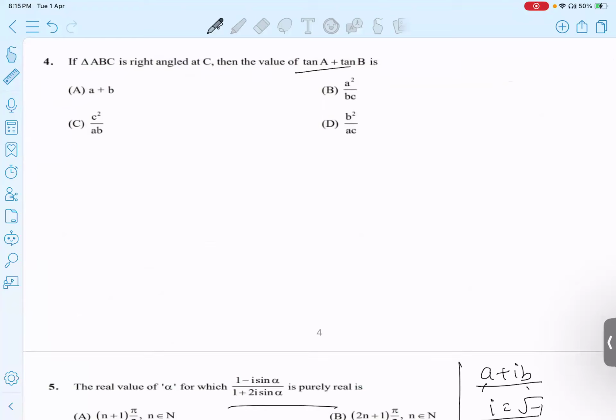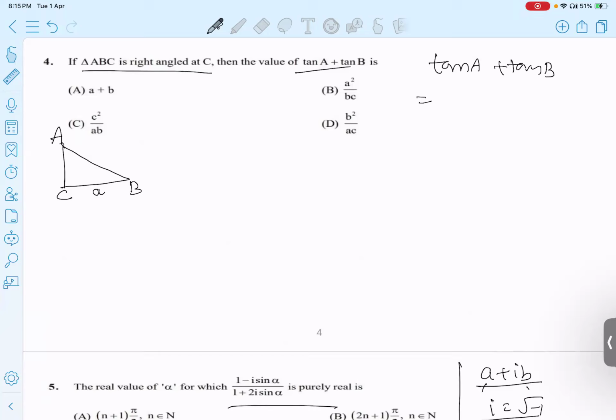Now, there is a right angle triangle. These are very, very basic problems. Here is a right angle triangle, right angle at C. Let us call the remaining vertices A and B. We have to find the value of tan A plus tan B. Tan A definition is what? Opposite by adjacent. So now let us call the length of the opposite side of the angle A as small a.